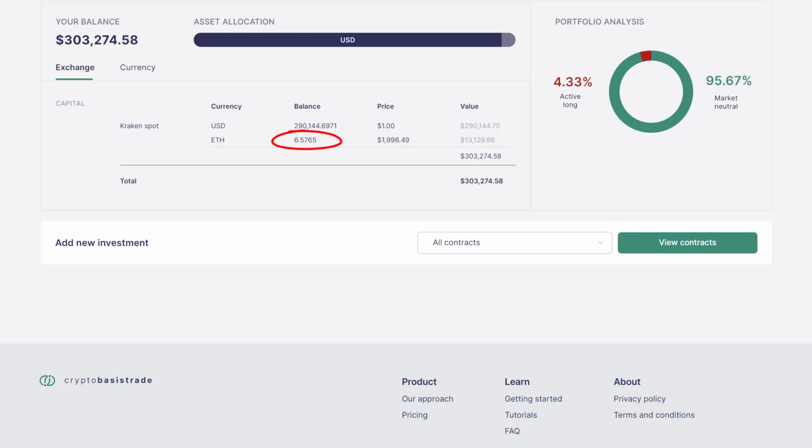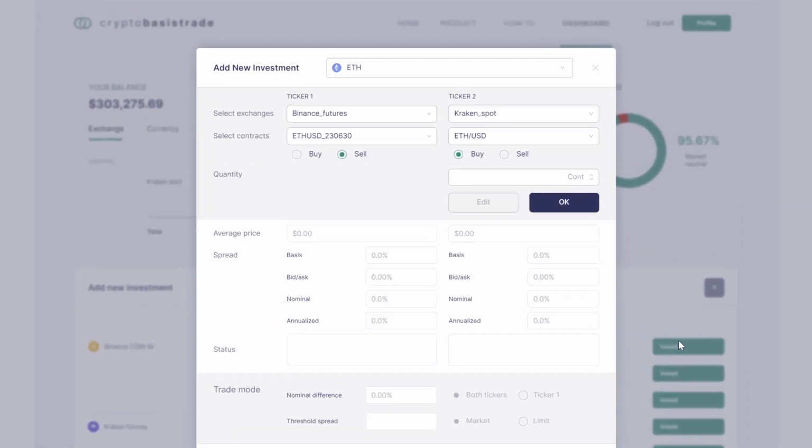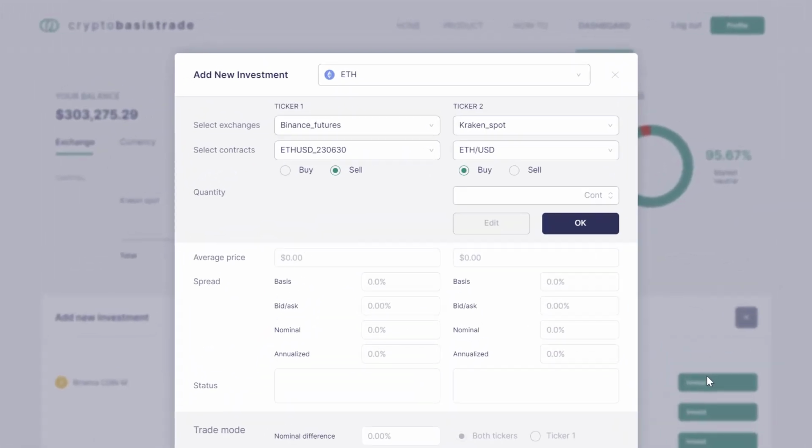Let's sell the coins. This will be a single leg trade. Open the trader tool. Remember that the parameters for a single leg trade are always set in Ticker 1 fields. Choose Kraken Spot, Ether US dollars, sell, and set the quantity in Ether.